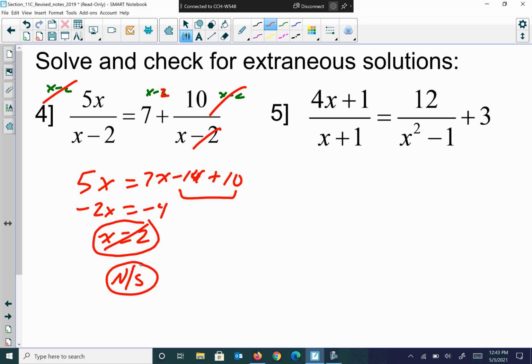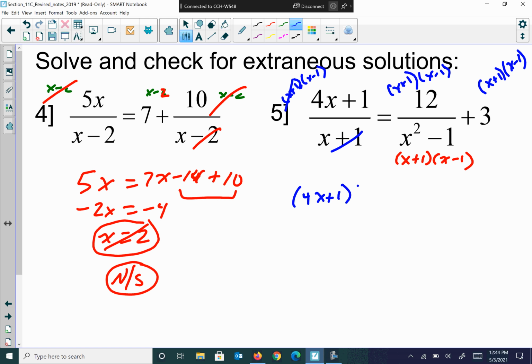Okay? Problem number 5, realize that this factors to x minus 1 and x plus 1. So if I multiply everything by x minus 1, x plus 1, all right, x plus 1 cancels, so that gives me 4x plus 1 times x minus 1 equals, everything cancels here, so I just get 12. And then on this last part, I know that this is x squared minus 1, so if I multiply it by 3, I'm going to get plus 3 times x squared minus 1.